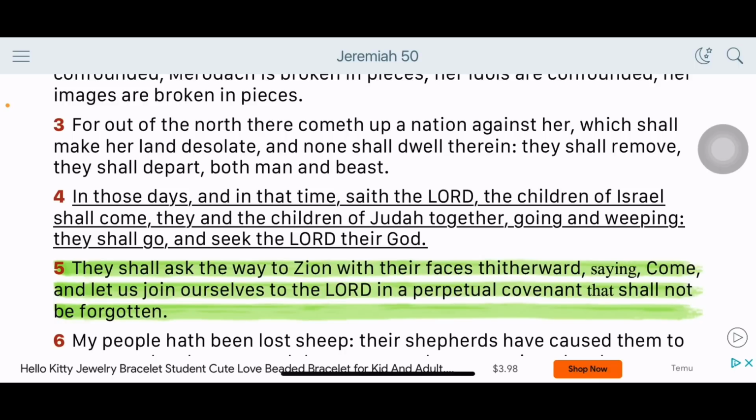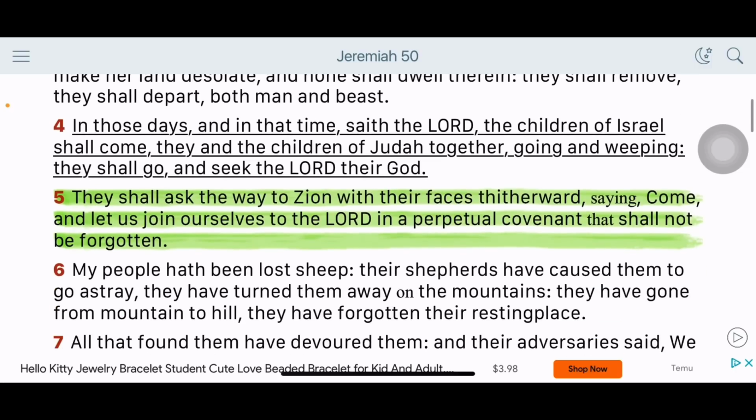Now this is the point that I'm getting at. This is talking about the gathering of the final captivity, the dispersed of the children of Yasharal. Verse 5, this is where I'm getting at, guys. They shall ask the way to Zion with their faces thitherward, saying, come and let us join ourselves to Yahuwah in a perpetual covenant that shall not be forgotten.